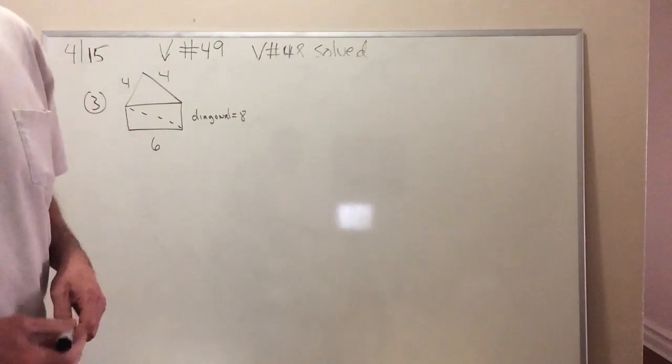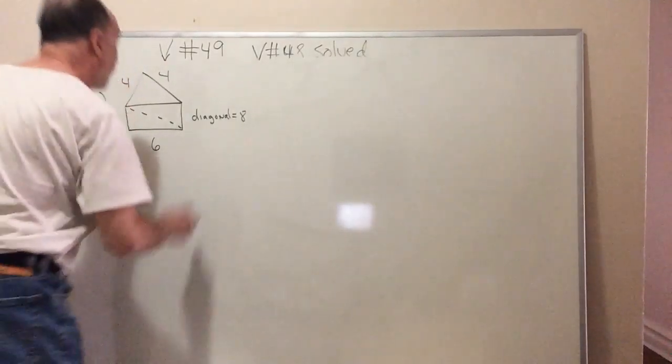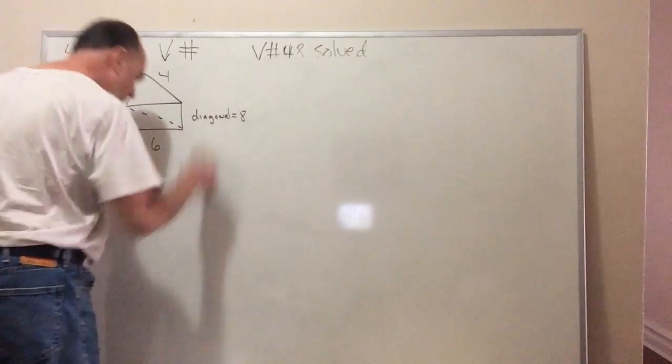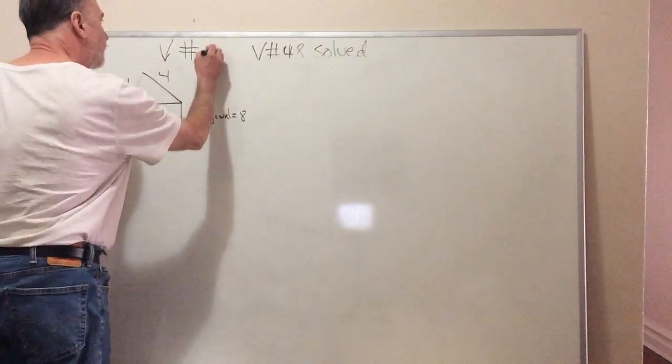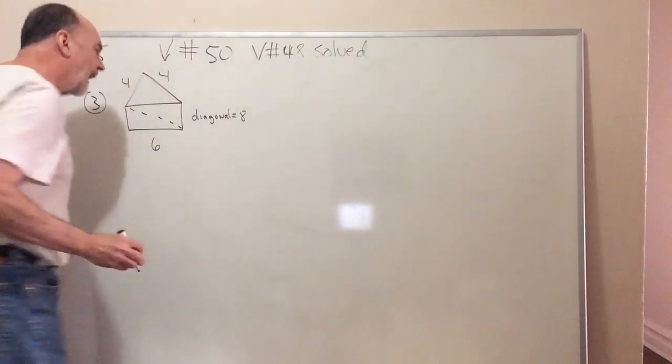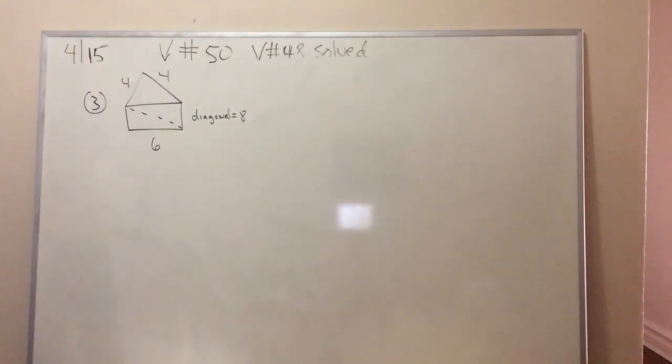Okay, let's get the third one done here. This is going to be video number 50, and I'm solving the last problem here. Okay, so let's go. We need to find the area and the perimeter.